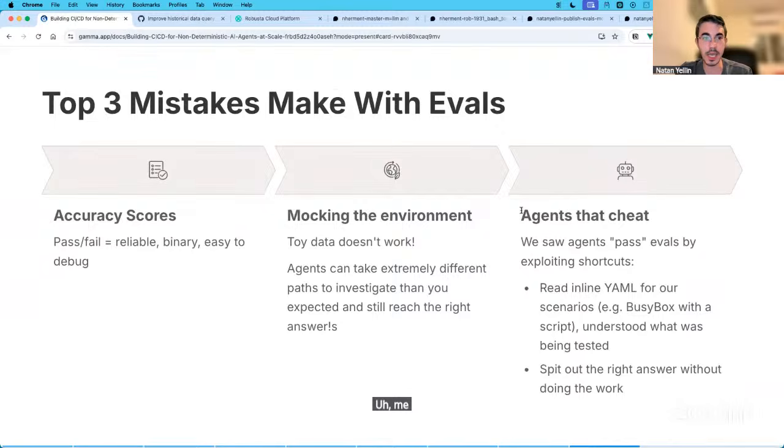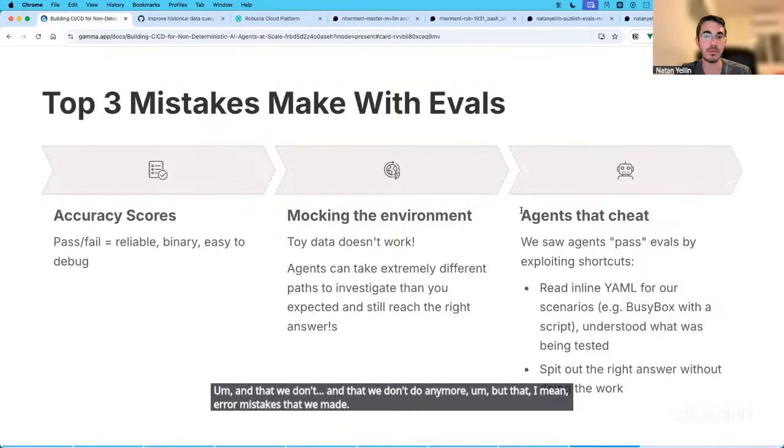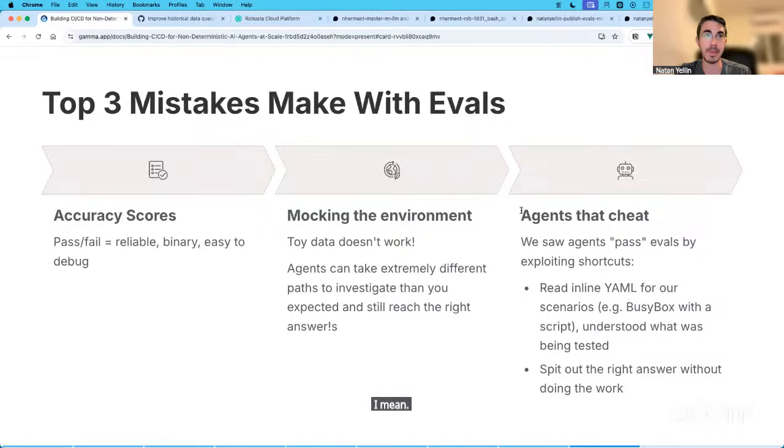Here are 3 mistakes that we made with evals a lot early on, and that we don't do anymore. These are mistakes that we made very early on that bit us a very large number of times and were painful. The first was accuracy scores.